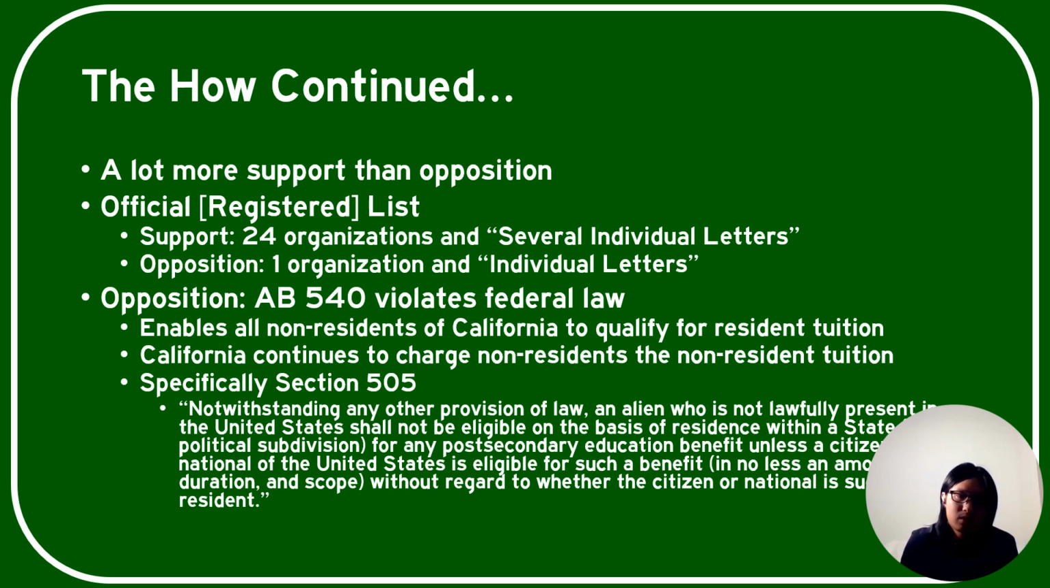So this bill, AB 540, enjoyed a lot more support than opposition. As I said before, it seemed to enjoy bipartisan support, meaning it's not a tight 50-50. You know what I mean? And the California legislature website actually does have an official registered list of both supporters and opposition, right? Under support, they have 24 organizations and, quote, several individual letters, end quote, right? And the opposition only had one organization and individual letters. And I'll show that list in one of the later slides here.